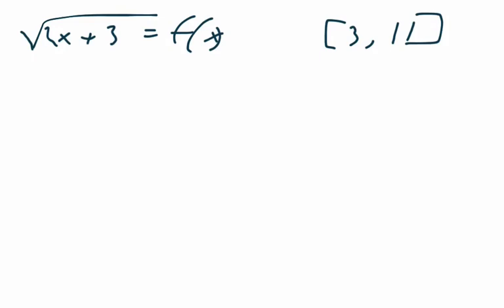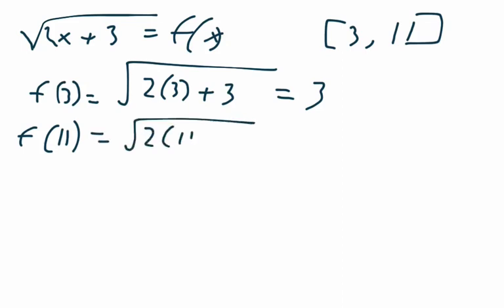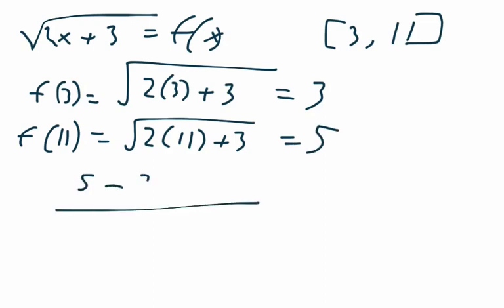Alright, so the mean value theorem, the first thing I want to do is plug in my endpoints so I can find the slope. So the square root of 2 times 3 plus 3 is 3. And when I plug in 11, the square root of 2 times 11 plus 3 turns out to equal 5. And so my slope is going to be 5 minus 3, y2 minus y1 over x2 minus x1, which turns out to be 2 over 8, or 1 over 4.